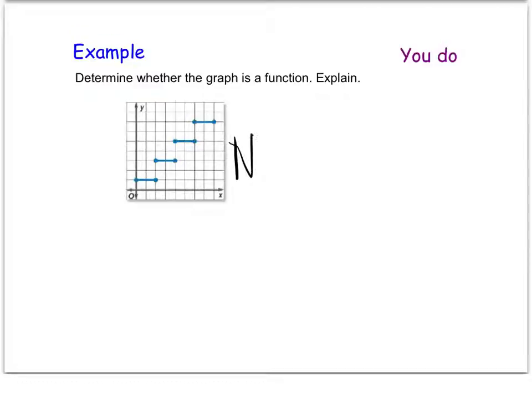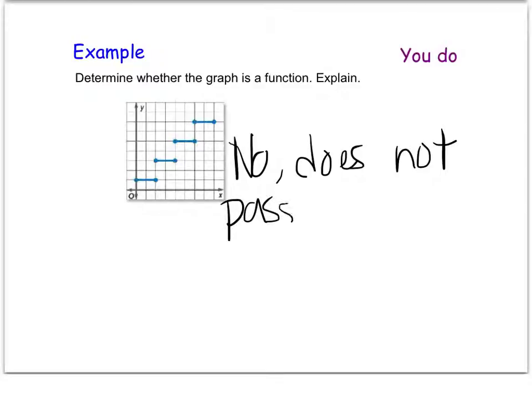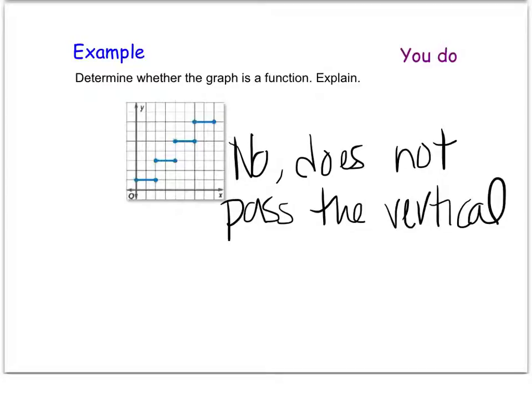So we're going to say no, it does not pass the vertical line test. Okay, so it does not pass the vertical line test, therefore it is not a function.